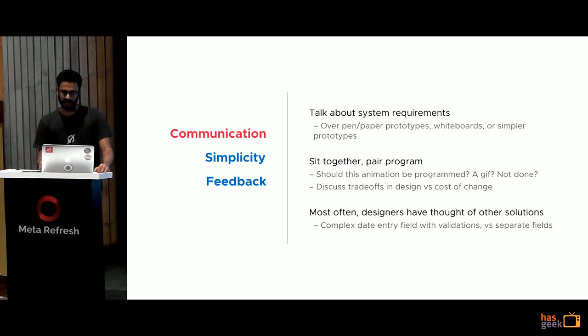One example is that GIF you saw of scanning a QR code. We discussed things like, can it be programmed? Should it be a GIF? Should we not do it? That would save us a lot of time. For example, that animation takes a lot of effort to get right in different phone sizes, right? You have to place it correctly and it has to move the right amount. And very often designers have thought of other solutions. From an engineer's point of view, there's a lot to be gained by just asking a designer, hey, can I do something else? What do you think?